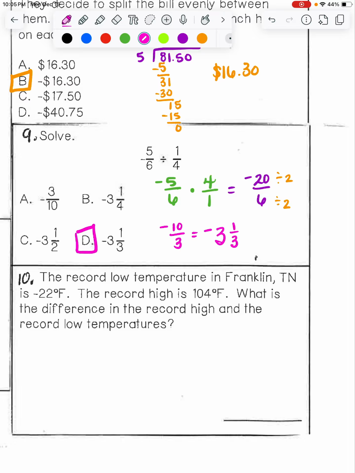Number 10, the record low temperature in Franklin, Tennessee is negative 22, and the record high is 104. So what is the difference of the record high and low? So that's just saying 104 minus a negative 22. So using that rule that we did back in number 1, I can rewrite this as plus a positive. Change the sign, change the sign. When you're adding or subtracting, you can change those signs. So really the answer is 126 degrees. That would be the difference there, 104 plus 22.